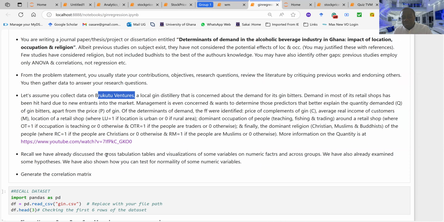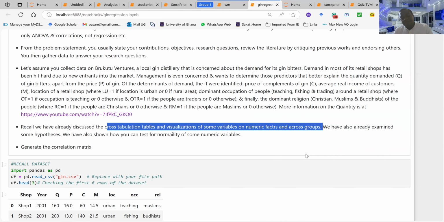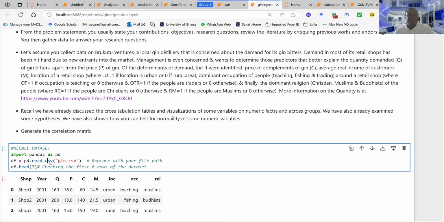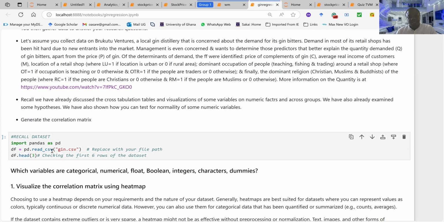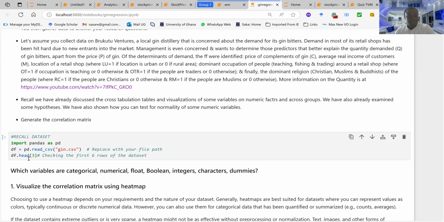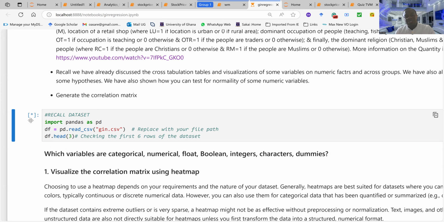Now, we've already looked at cross tabulations, visualizations, and numeric factors, and all of that. In fact, we've even examined some hypotheses. We are going to generate the data set. So I want you to use this command to generate your data set. If you run this and it doesn't show, then you have probably lost some packages, so you got to let me know. I'm going to run this and see. The idea is it's supposed to be loading. The star means that it's trying to load.